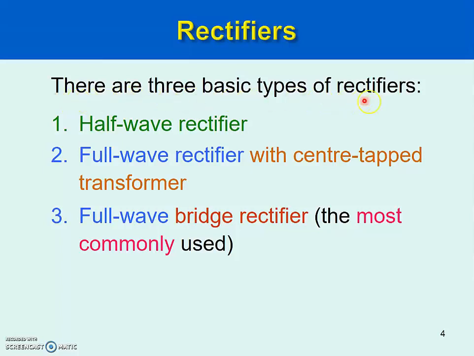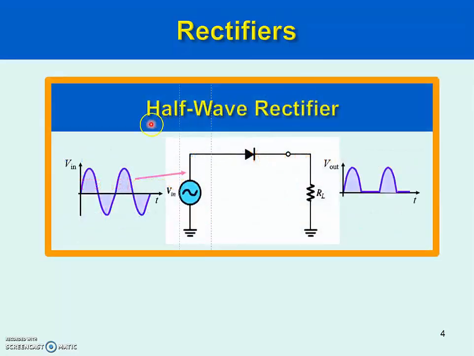There are three basic types of rectifier. The first type, half-wave rectifier. It converts a full-wave sinusoidal input to a half-wave output just by using a single diode.